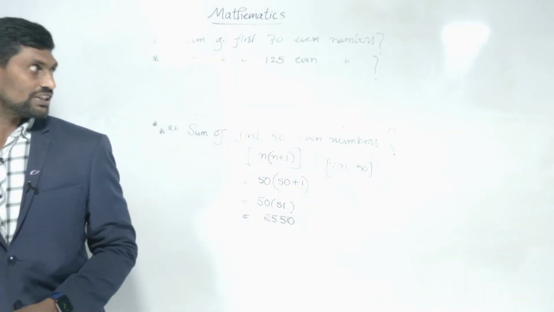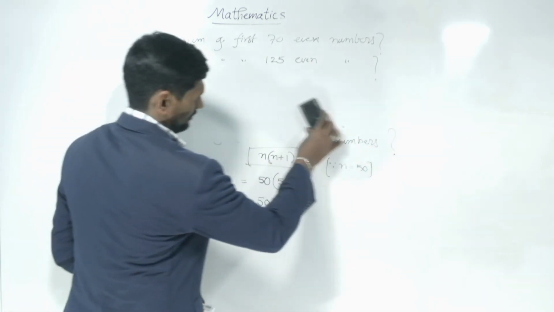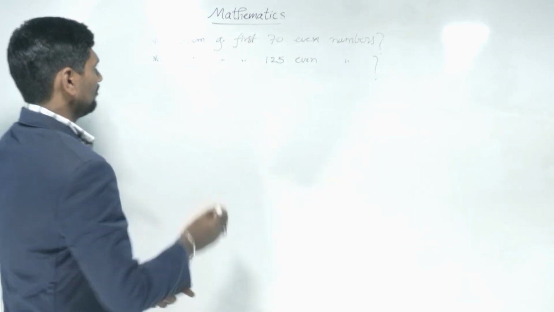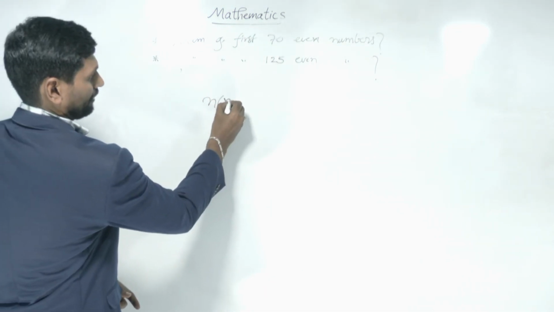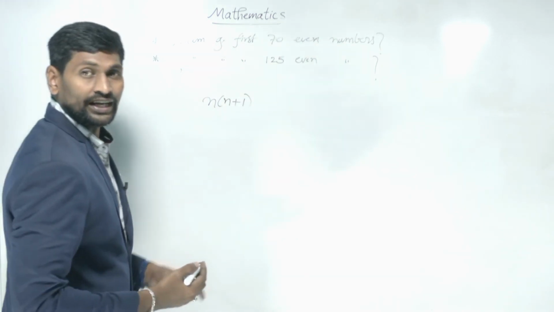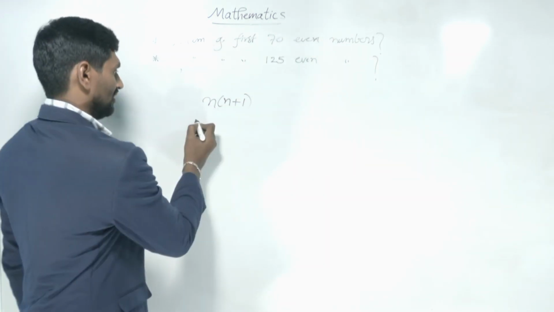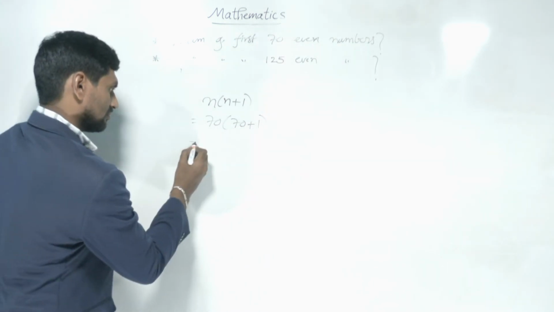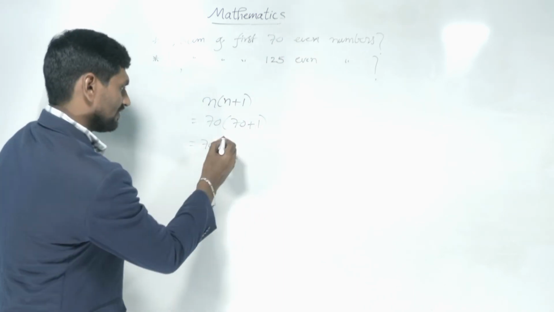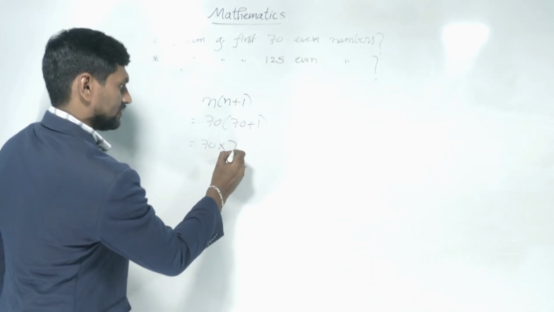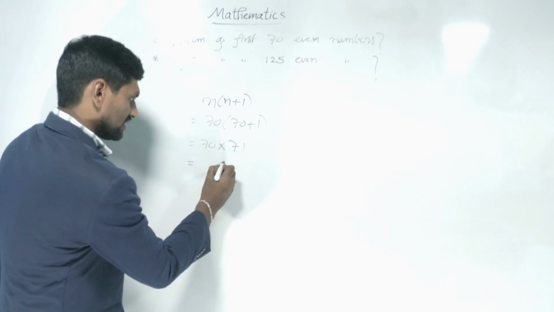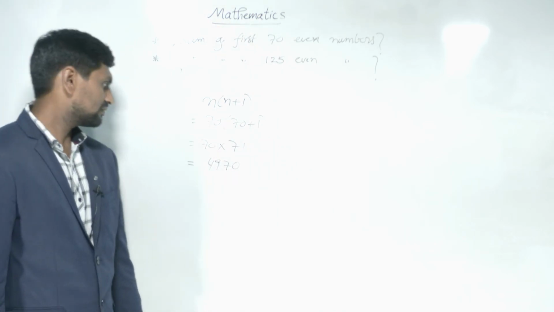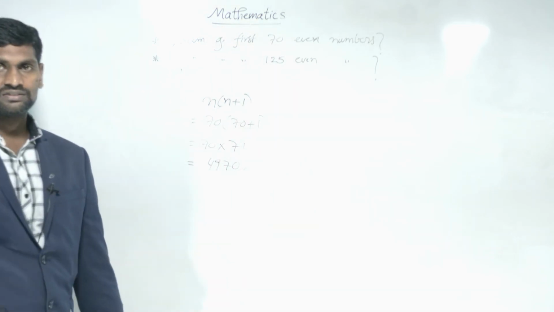Now check the solution, children. What is the formula I said? For the first one, n into n plus 1. Here n means 70. So 70 into 70 plus 1. 70 plus 1 is nothing but 71. So 70 into 71. Answer is 7 ones are 7, 7 sevens 49, 4970. If you get this answer, it will be correct.